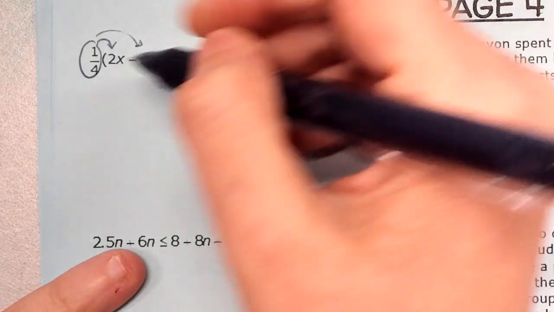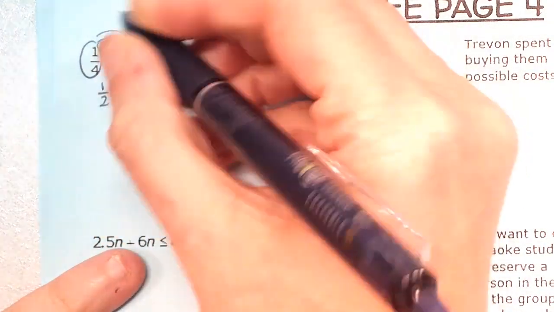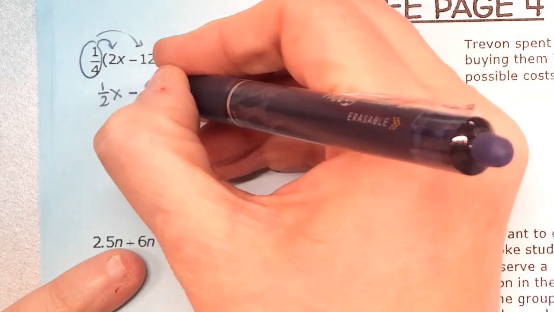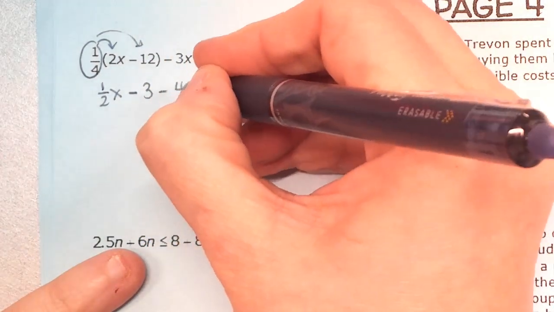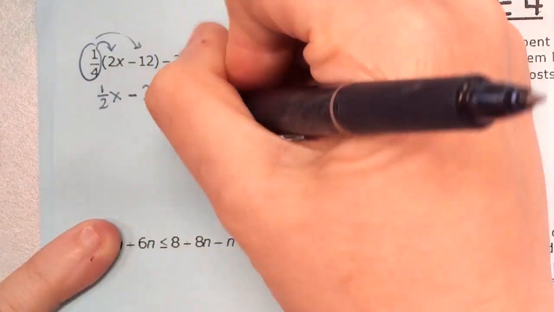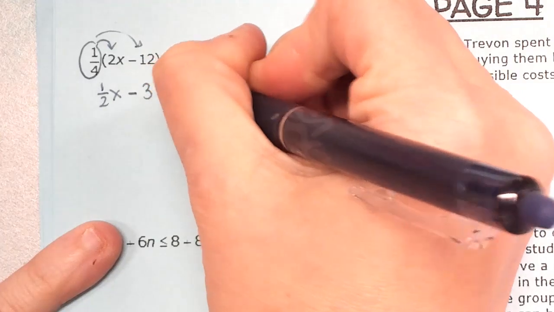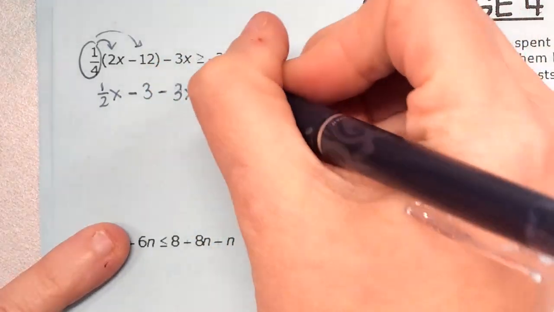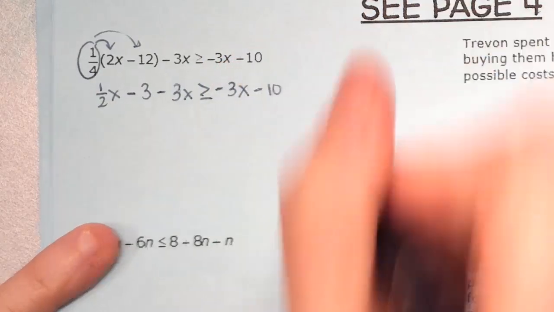So 1/4 of 2x is 2/4, which is 1/2 x. 1/4 of negative 12 is negative 3. I didn't do anything to the 3x, so that 3x comes straight down, minus 3x. The sign comes straight down, my inequality sign. And I didn't do anything on the other side, so I'm going to leave that alone.